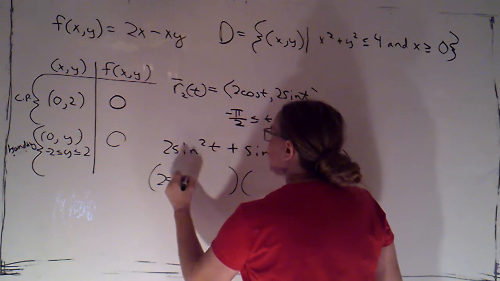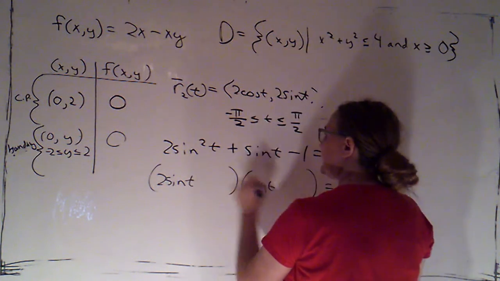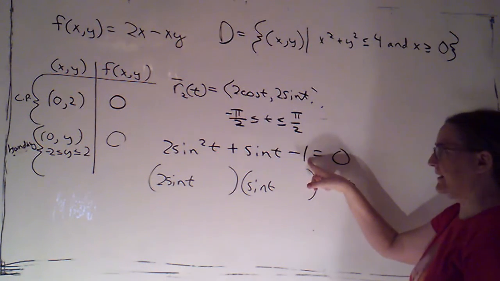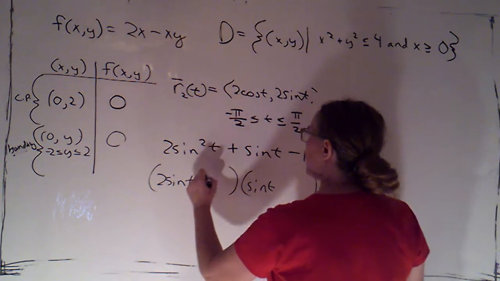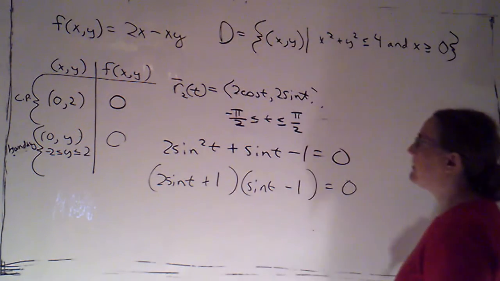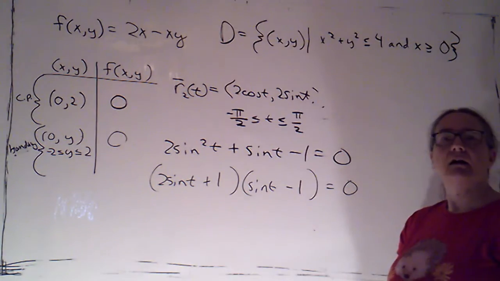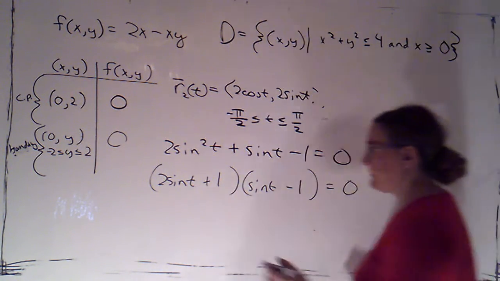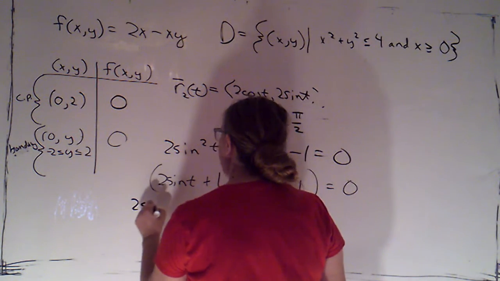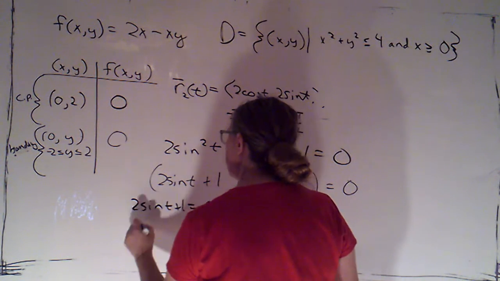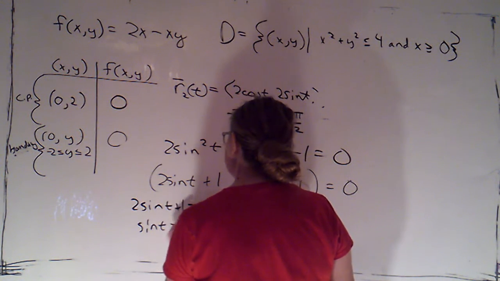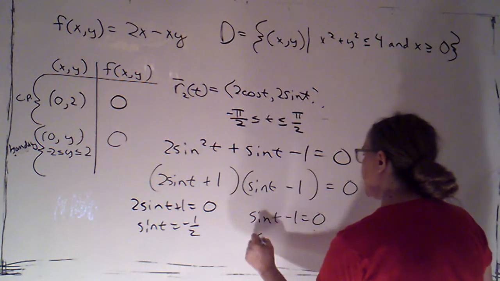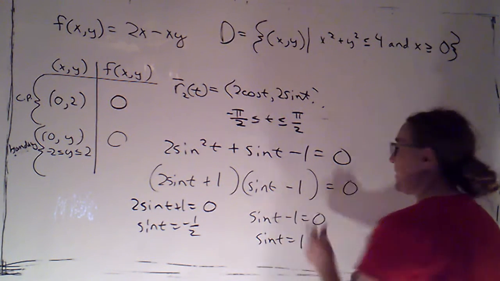In order to get 2 sine squared, I'm going to want to have a 2 sine t and a sine t. To get a minus 1, I'm going to want a 1 and a negative 1. Looks like I want the plus 1 here and the minus 1. So if these two factors multiply to give me 0, one of them is 0. Now if 2 sine t plus 1 equals 0, sine of t is negative 1/2. If sine of t minus 1 equals 0, sine of t equals 1.